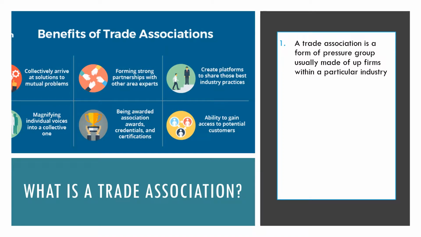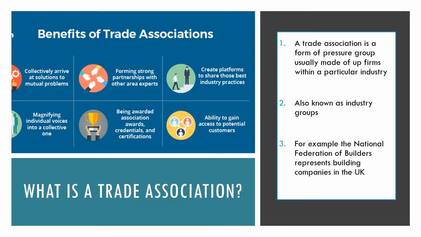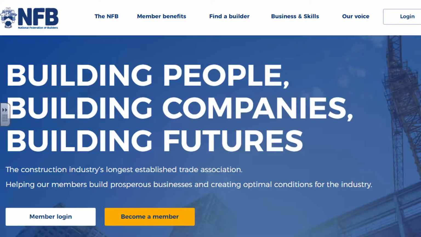A trade association is a form of pressure group usually made up of firms within a particular industry, sometimes also known as industry groups. For example, in the UK there is the National Federation of Builders. This is a trade association representing building companies in the UK. Here is their website, and we can see at the top a section called Member Benefits. If you're a building company, you might register to become a member of the National Federation of Builders, and they will try to help build prosperous businesses and create good conditions for companies that operate within this industry.